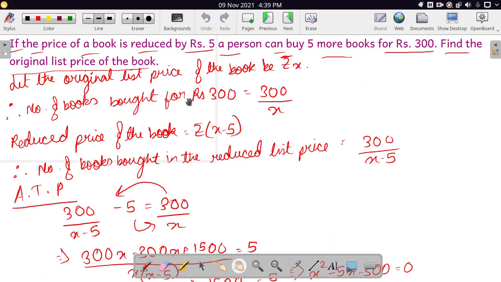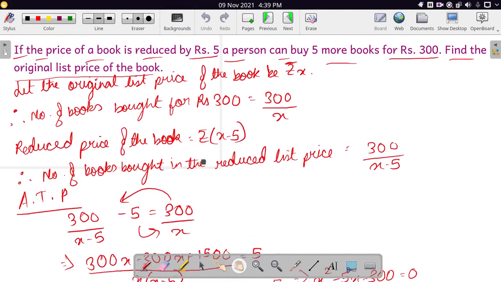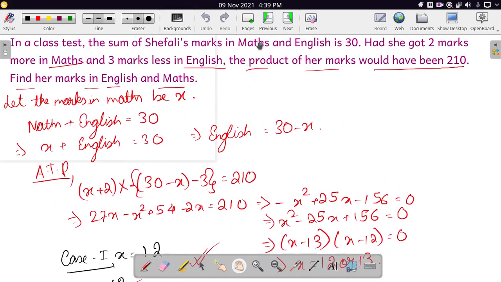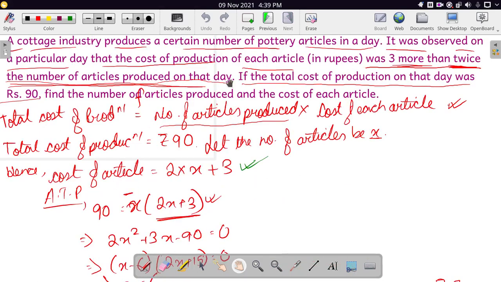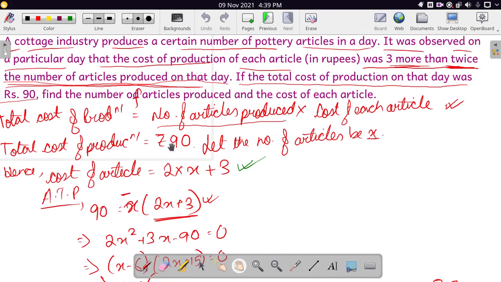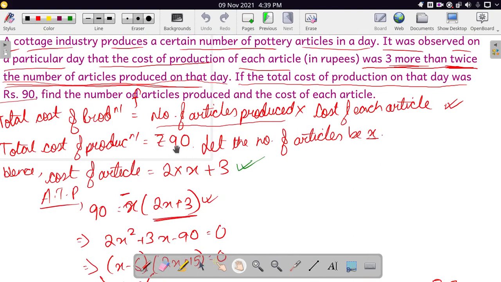The next sums are miscellaneous. One sum we did was on the price of a book. The next sum was on marks obtained in a particular exam, and then we did the cottage industry sum, that is the cost of production. This is a very important sum. These are basically the applications of quadratic equations in daily life. So this is exactly how we did it.